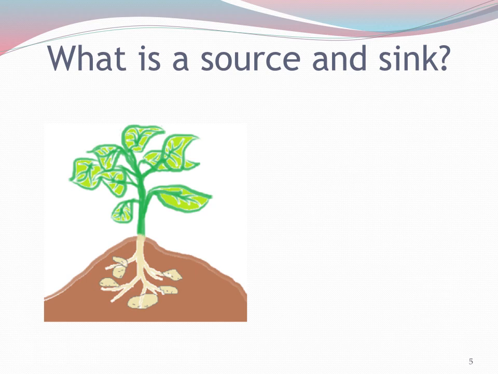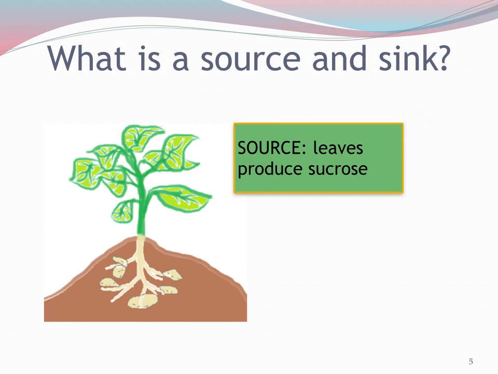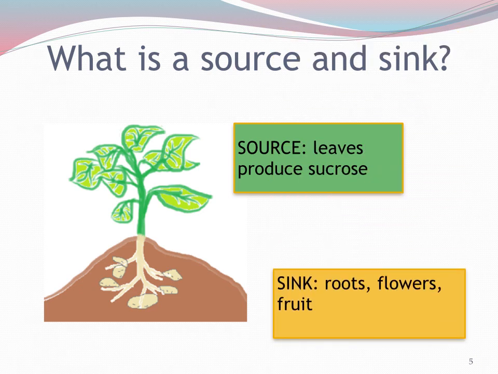Here you've got a potato plant that is photosynthesizing and growing. This would happen in summer. What do you think will be the source of the sucrose? Well, the leaves will be the source because they produce sucrose. The sucrose then gets carried in the phloem to all the parts of the plant. So these parts would be the sinks, which include the roots, flowers, and fruit.